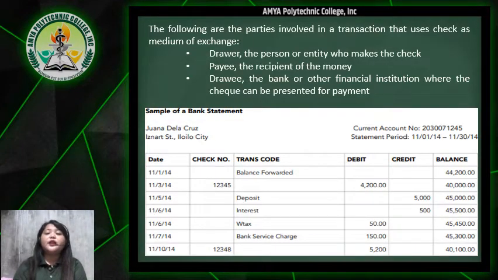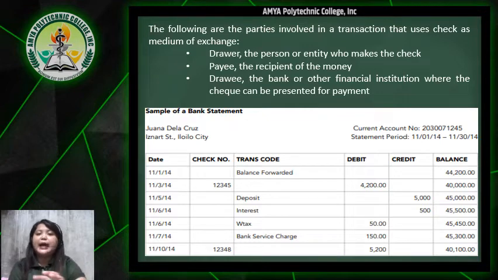Next is, the following are the parties involved in the transaction that uses check as medium of exchange. We have the drawer. So, yung drawer is the person or entity who makes the check. The payee is the recipient of the money. And then drawee is the bank or other financial institution where the check can be presented for payment.